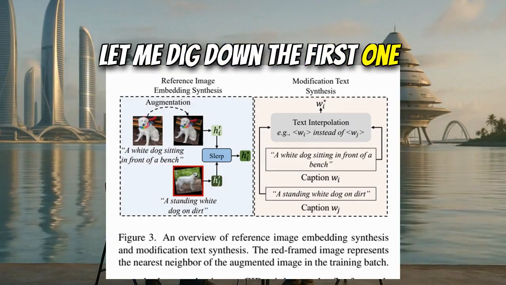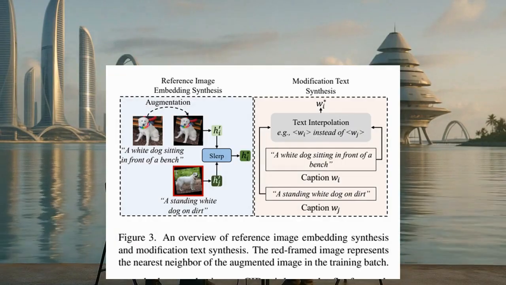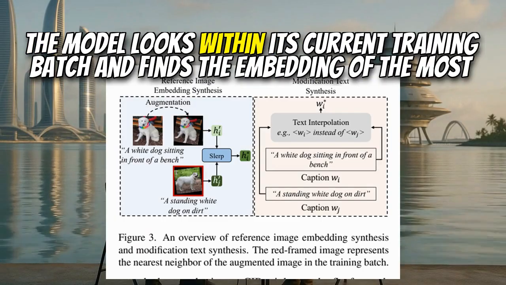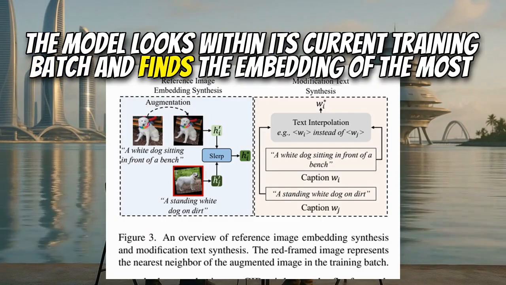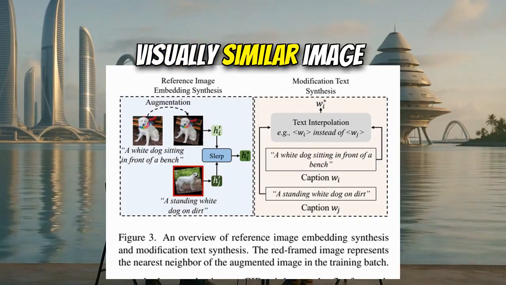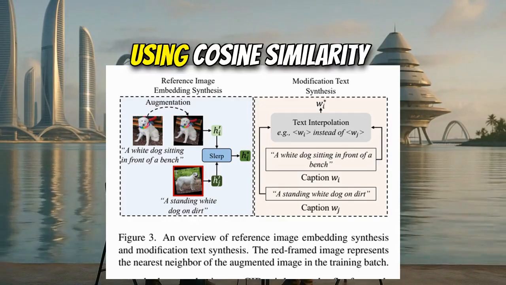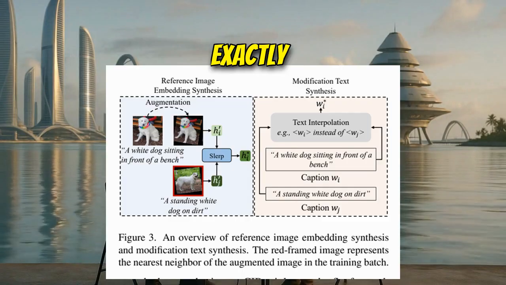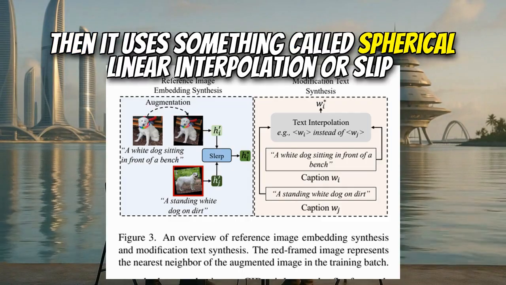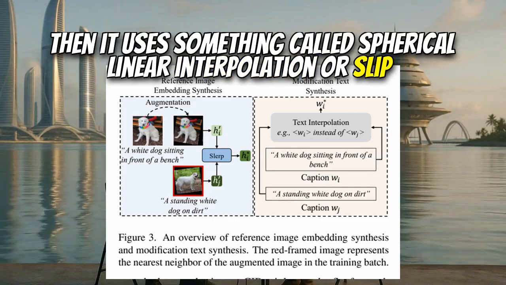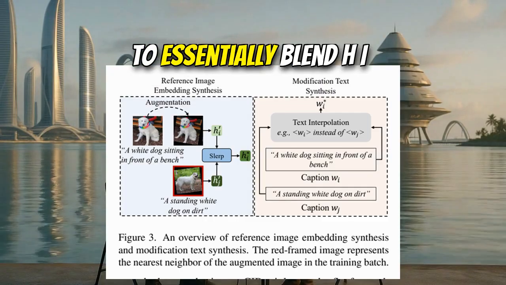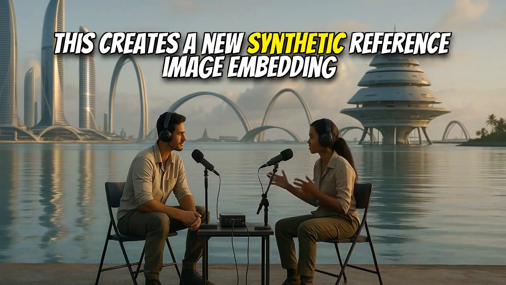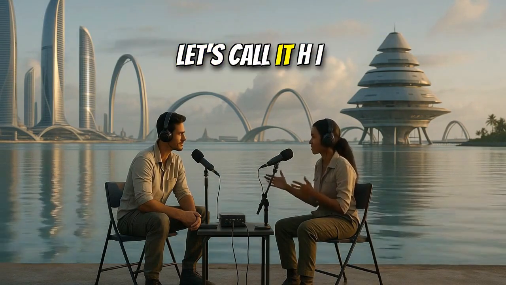Okay, let's break down the first one, reference image embedding synthesis. So you take an image embedding, let's call it h_i. The model looks within its current training batch and finds the embedding of the most visually similar image, h_j, using cosine similarity. Finding its closest neighbor, visually speaking. Exactly. Then it uses something called spherical linear interpolation, or Slerp, to essentially blend h_i and h_j. This creates a new synthetic reference image embedding.